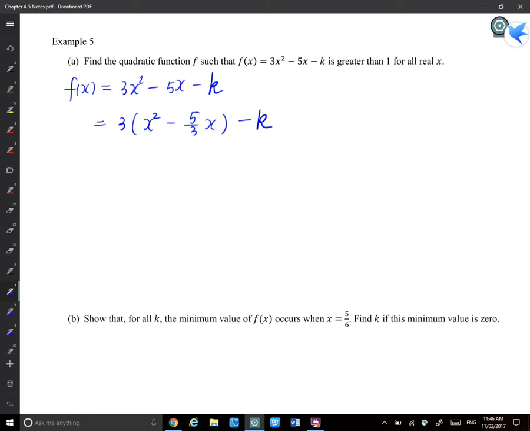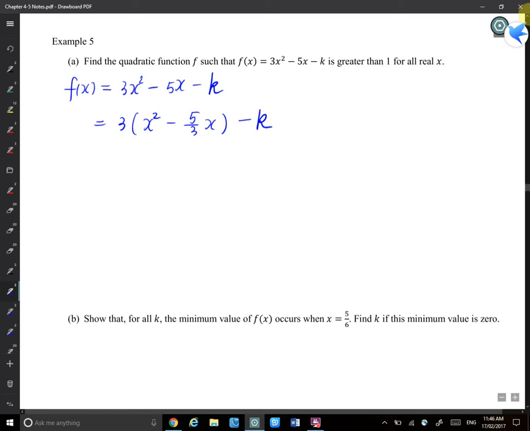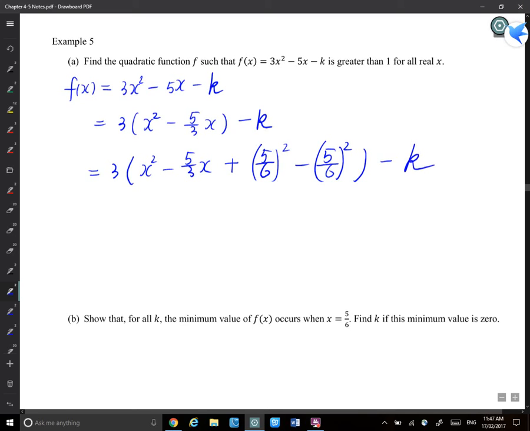So put the k outside. I'm not factorizing that with 3. So inside I have x squared minus 5 over 3 x. I will add half of that squared. Half of that is 5 over 6, squared, minus half of that squared. Minus k. I don't need the k here.